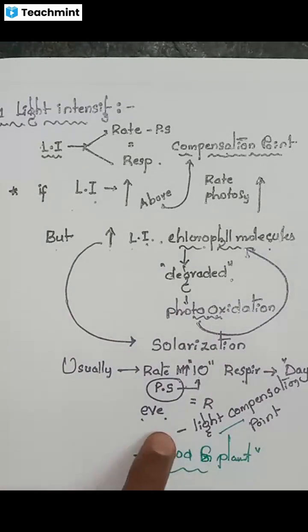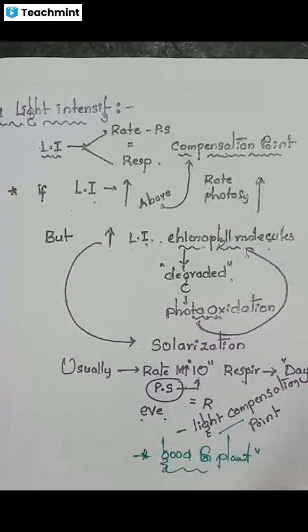Usually, the rate of photosynthesis is 10 times more than respiration during the daytime. But in the evening, at the one point where the rate of photosynthesis is equal to the rate of respiration, it is called the light compensation point. It is not good for plants. So clear. This is the first external factor of photosynthesis.